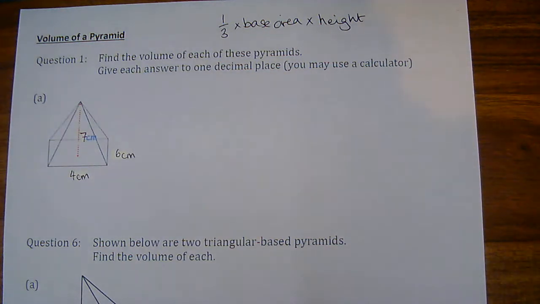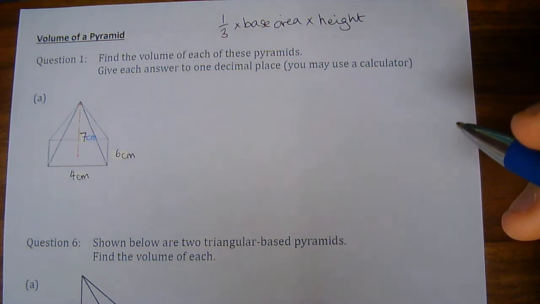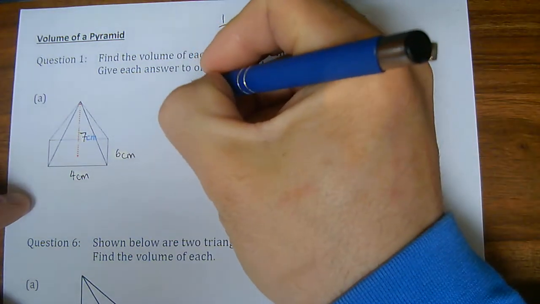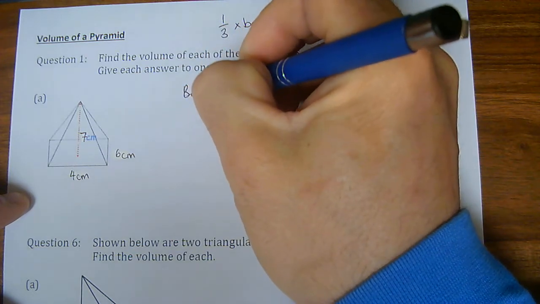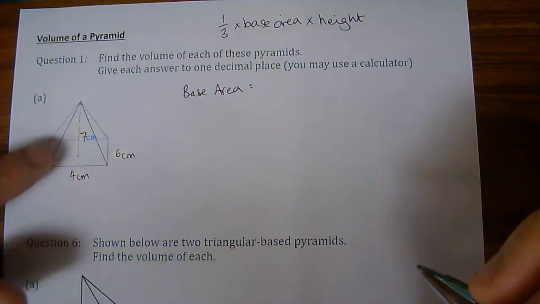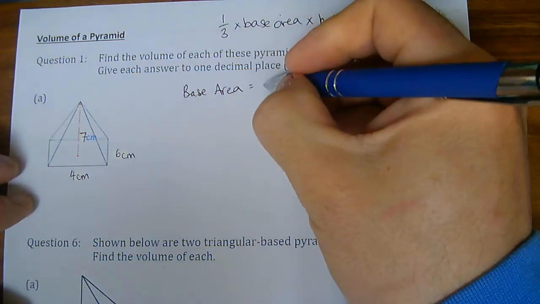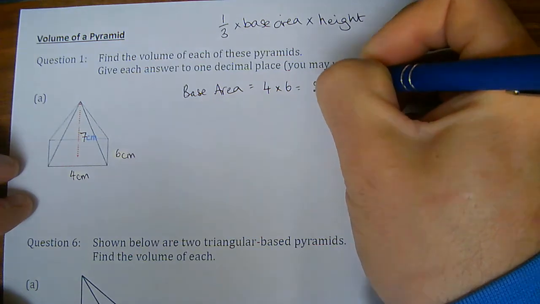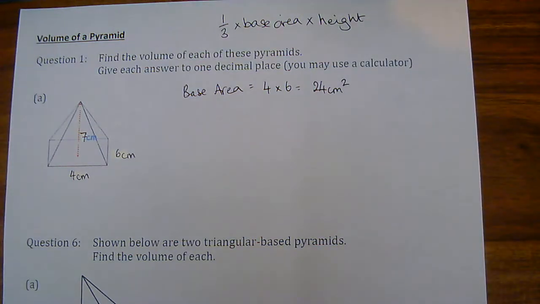So 2 key steps, and when you hand this in, please, I want to see your working out so that I can see that you've done these steps. The first bit we're going to do, and this is worth 2 marks each time, is we're going to work out our base area. Now our base area here is a rectangle, which is base times height, so in this case that's 4 times 6, which is 24 centimeters squared. That gets you your first mark.